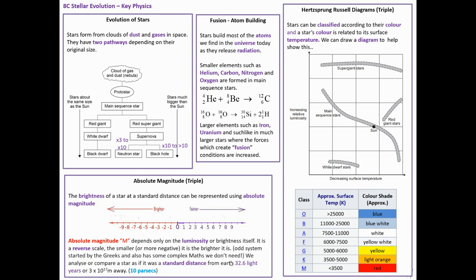You do it later. And what we do is we analyze or compare a star as if it was a standard distance from the Earth. So at 32.6 light years away, or 10 parsecs, or it could be 3 times 10 to 17 meters away. So we put them at a standard distance and decide whether they're brighter or fainter than a reference point. A little bit weird. It's only worth a couple of marks, though. There you go. That's stellar evolution.